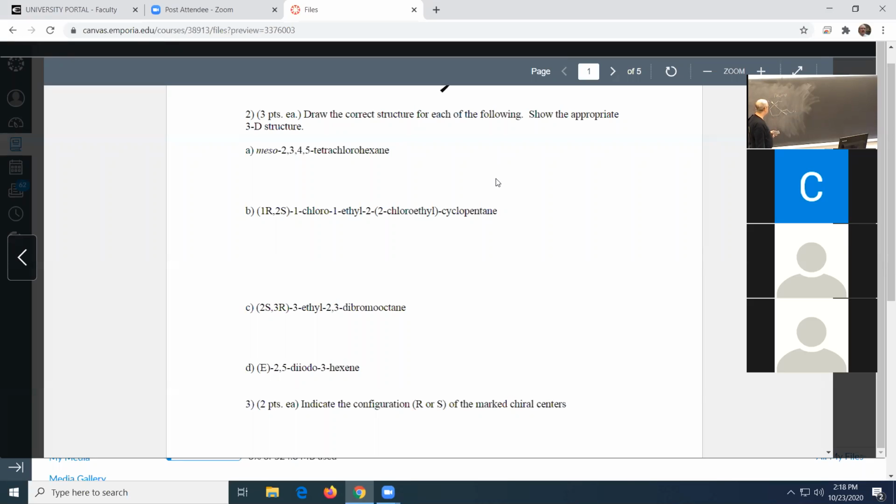Okay, in order to receive full credit, I have to be able to tell by looking at it that it's R or S.